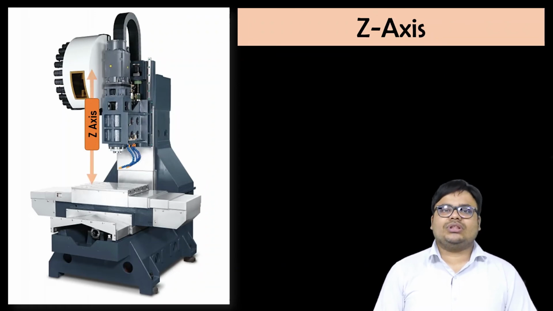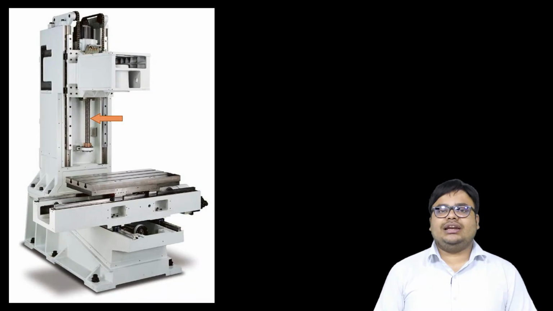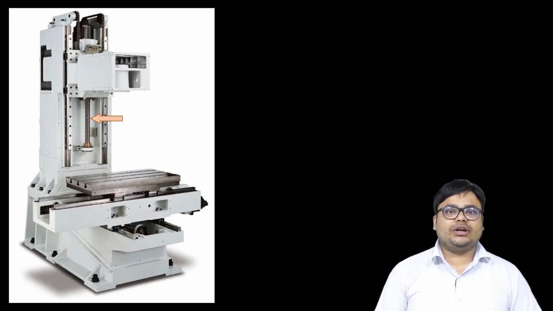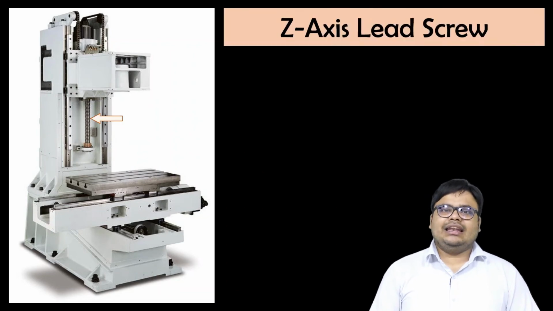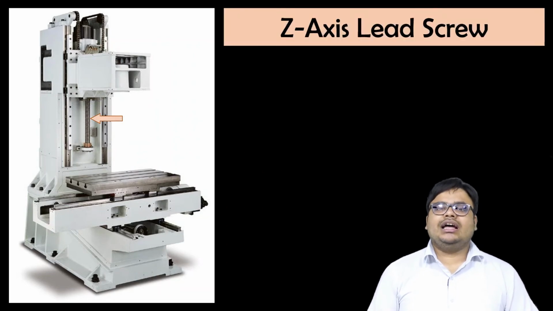Then next, here you can see this particular lead screw I have shown. The movement of the different axes is done through this lead screw. It is a special type of lead screw, I will be telling you after 3 slides. So here we can see this is the lead screw for the movement of the z-axis. Then next we'll see the movement of the y-axis.